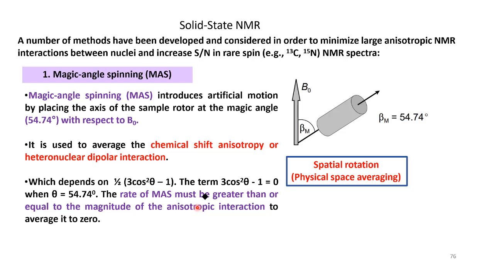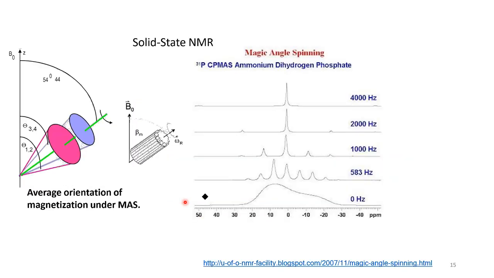Then the magic angle spinning. In solid state, we basically need to check the magic angle, because in that position only we will get a maximum peak signal or higher signal to noise ratio. So if we want to get a better signal, we need to spin our material at the magic angle to get a better resolution of the peaks. It is used to average the chemical shift anisotropy or the heteronuclear dipolar interaction. This can be calculated using this formula, as I told, and the rate of the magic angle spinning must be greater than or equal to the magnitude of the anisotropic interaction.